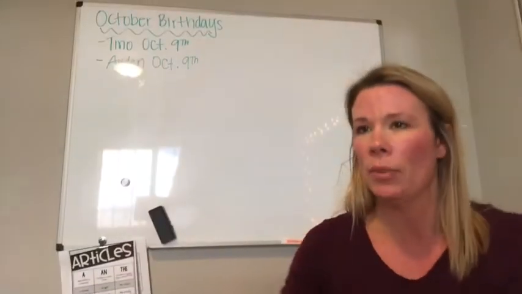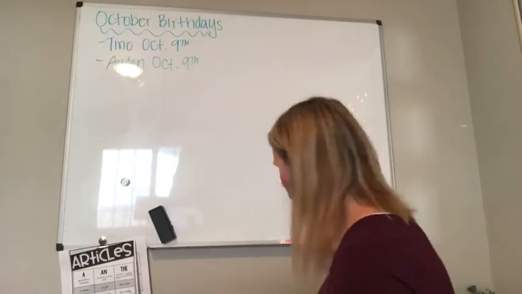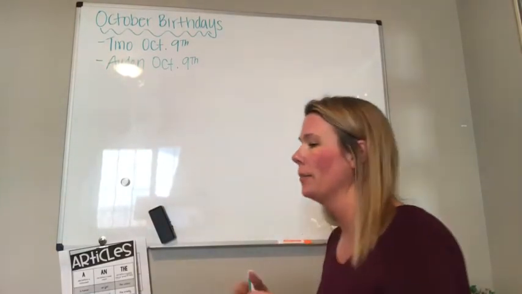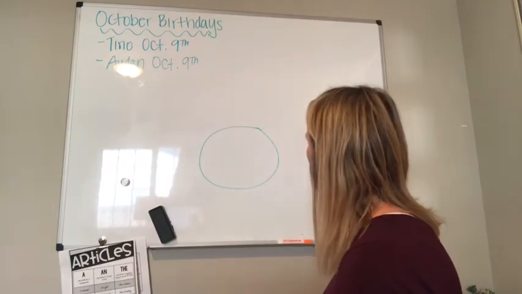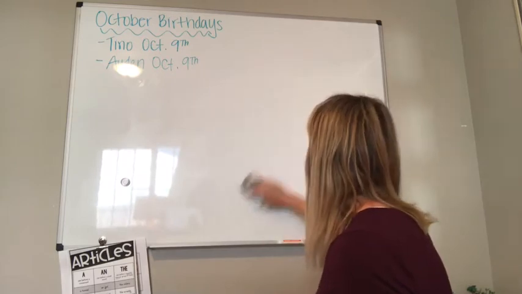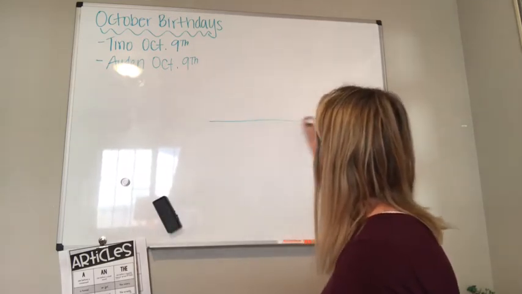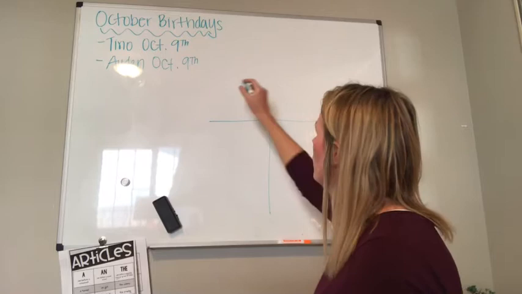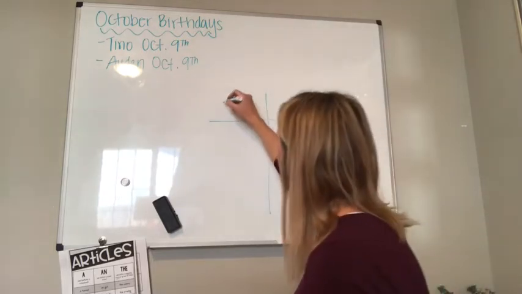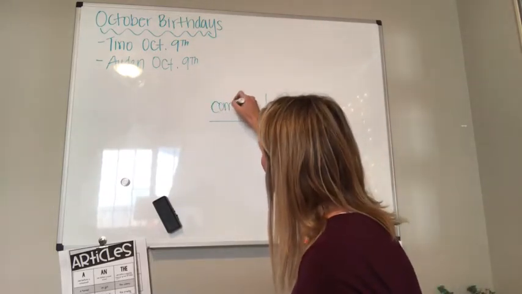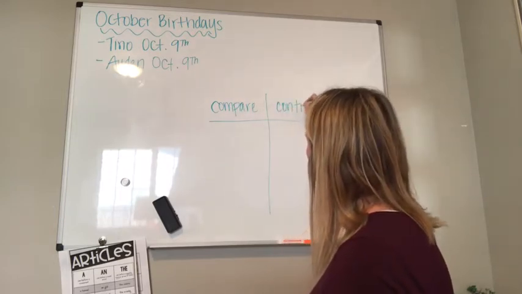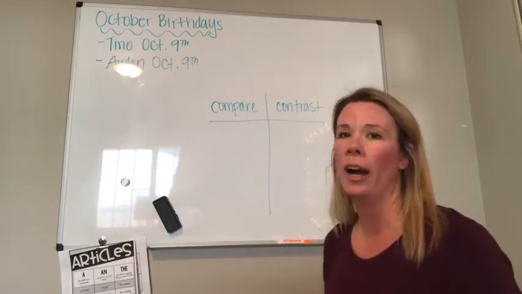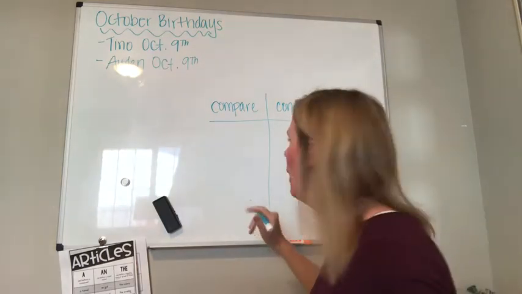So let's look at something like this. So what if we were to compare and contrast? I'm going to use a Venn-gram for this. Actually, I might use a T-chart for this so you can see my words. So what are the similarities? So compare and contrast. And the things we're going to compare and contrast are apples and oranges. Pretty easy, right? Apples and oranges.